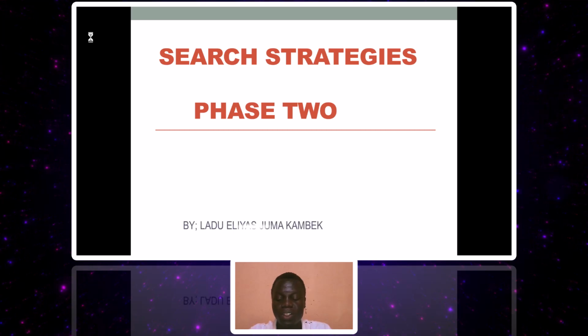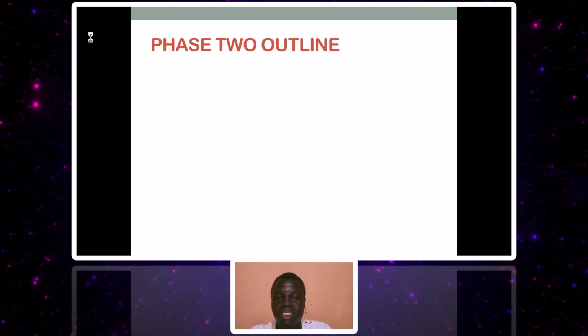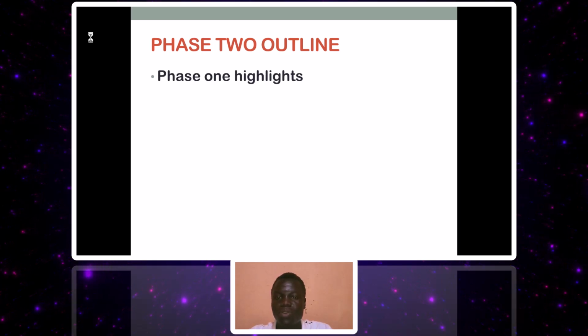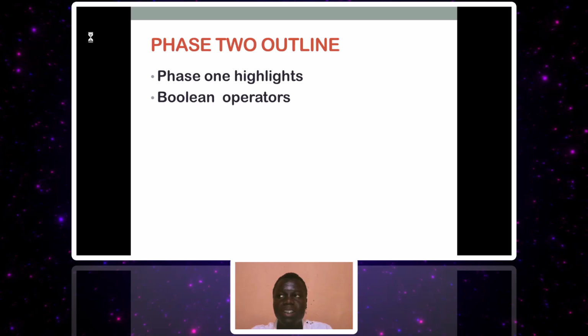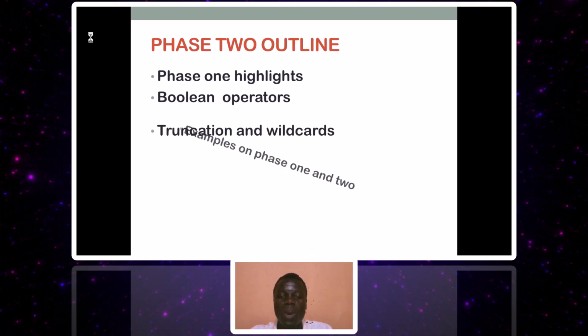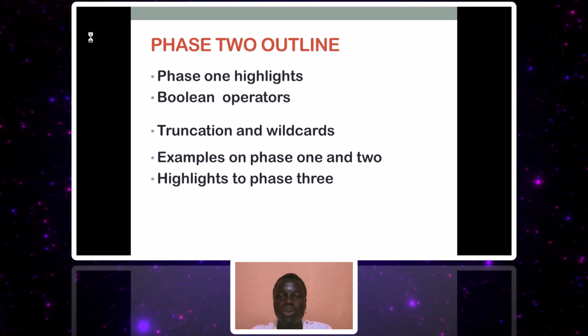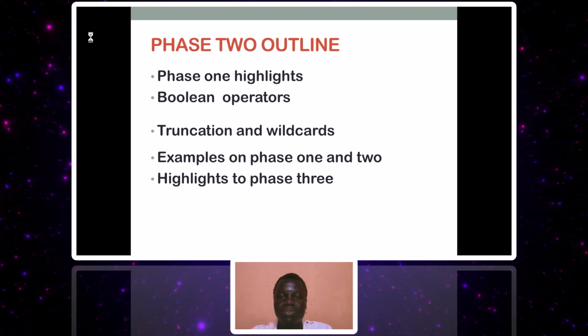But before we go into that, let us first look at the outline for phase 2 of search strategy, and that is what we shall be looking at. The first one highlights what we talked about in our previous video. We shall now be looking at the Boolean operators, the amazing ones, and the truncation and wildcards. I shall be looking at examples on phase 1 and phase 2, and the highlights to phase 3, which will be my next video after this.